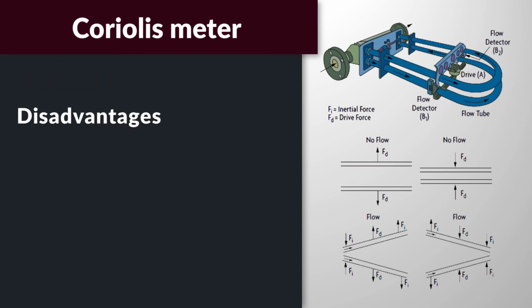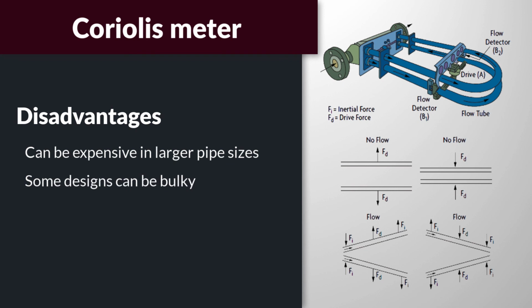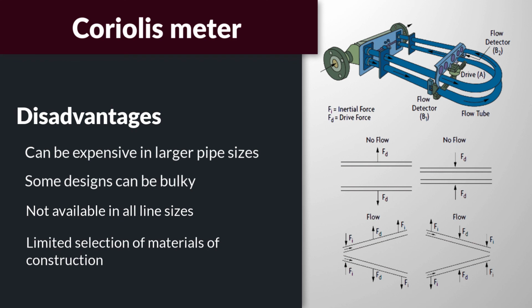It does have some disadvantages, of course. Units for larger line sizes can be expensive. Some designs, particularly U-tube versions, can be bulky. In addition, the meters come in only certain line sizes and in a limited selection of materials of construction.